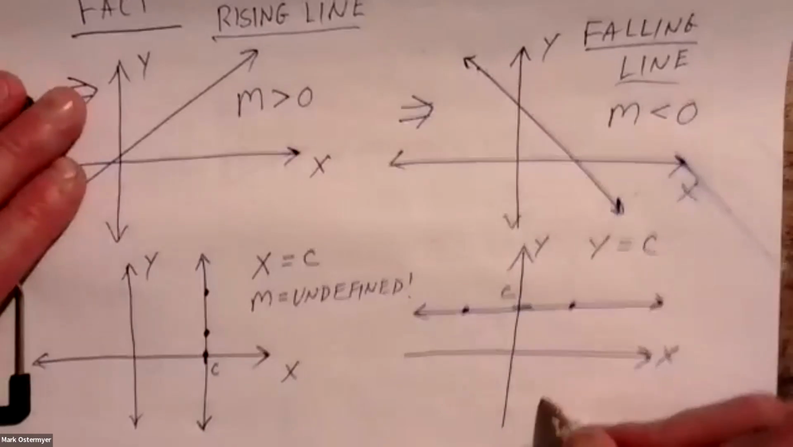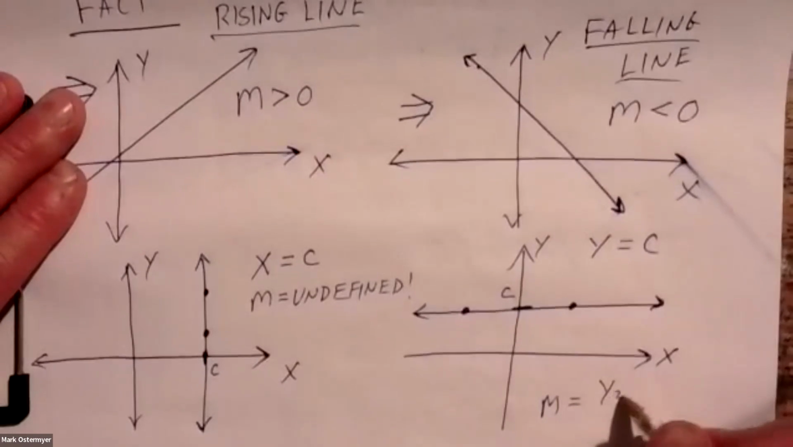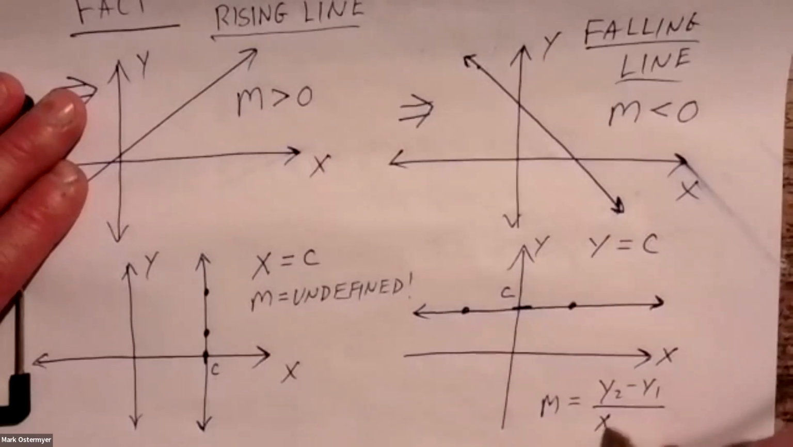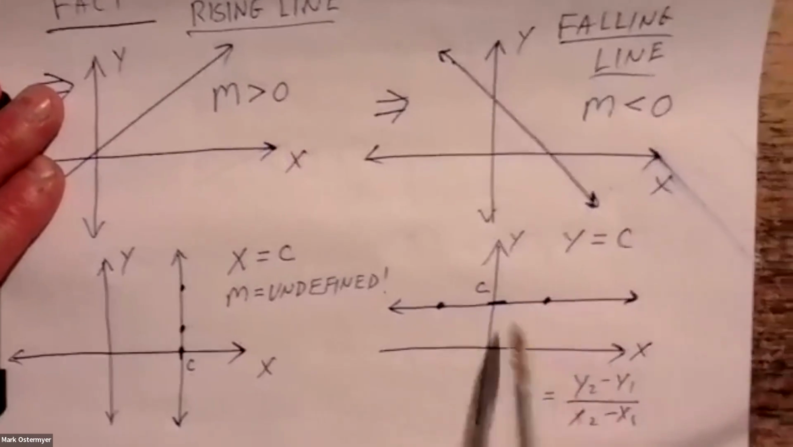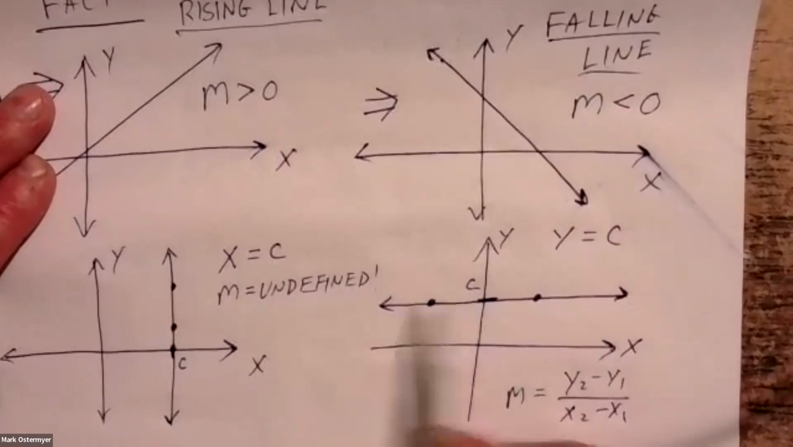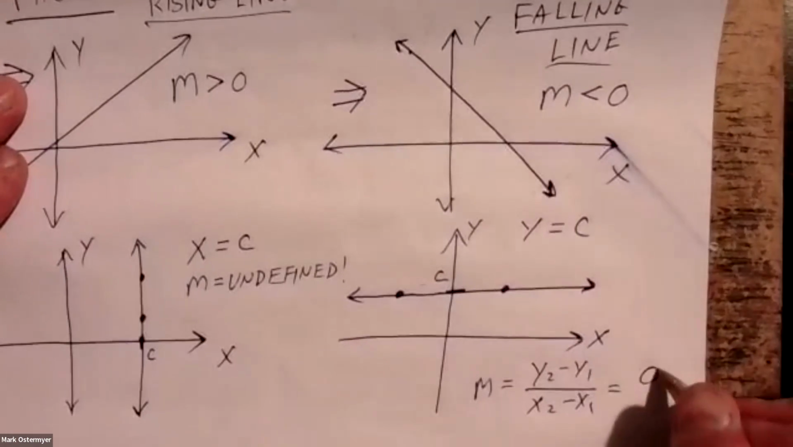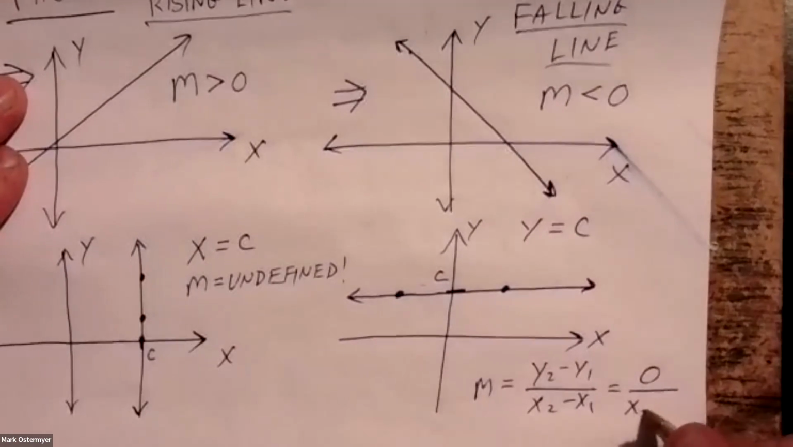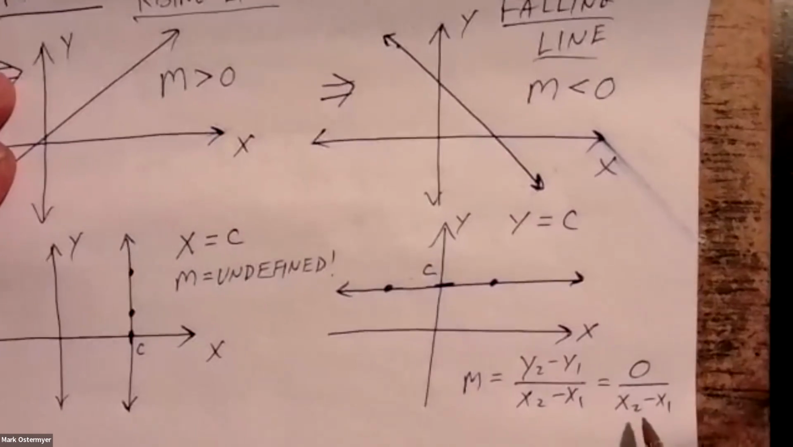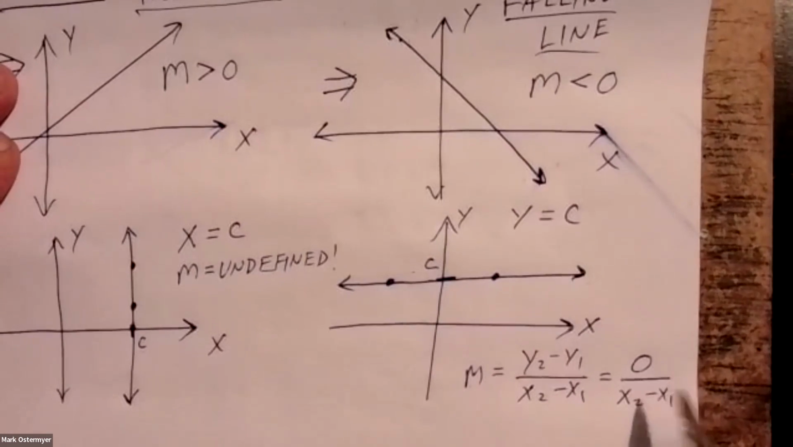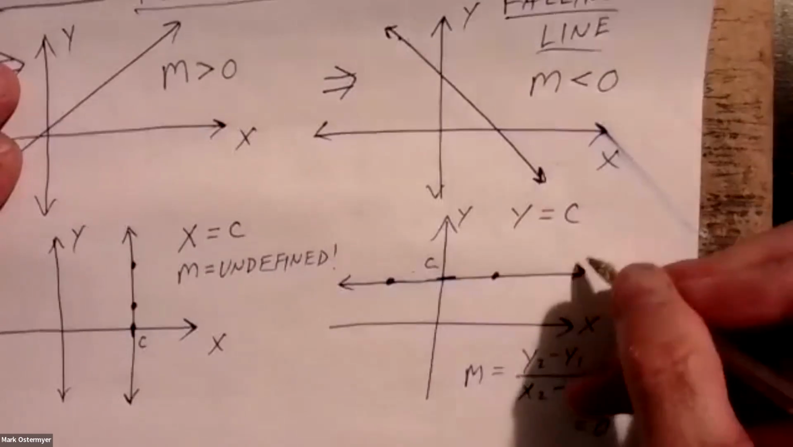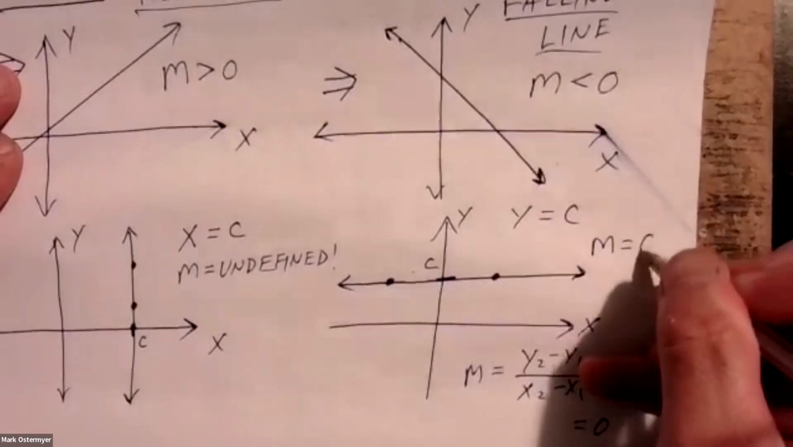Do you agree? And so therefore, because our slope formula is rise over run, there is no rise. It's all run because we're on a horizontal. So the rise would be 0. And what's 0 divided by any non-zero real number? 0. So the slope of a horizontal line is always 0.